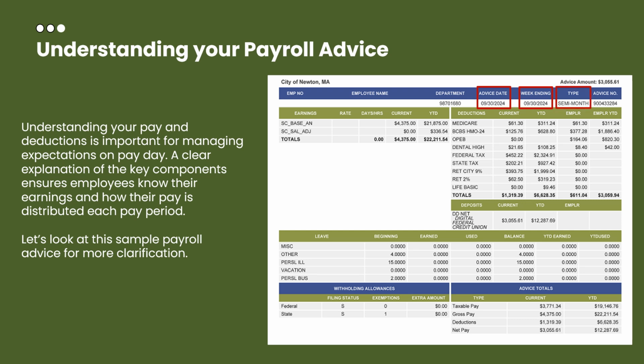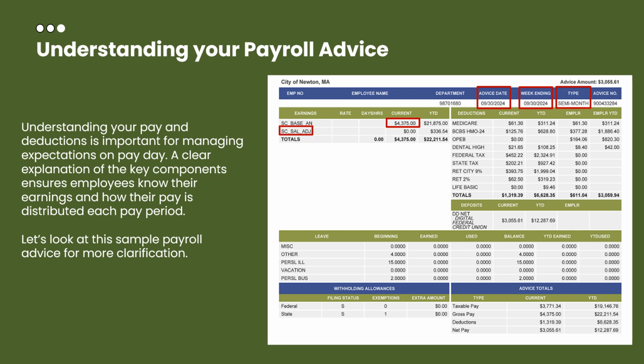The type will either say semi-monthly or weekly, depending on how you are paid. For example, custodial staff will always see weekly in this field as they are paid 52 times annually. Your current period pay amount appears here. As previously discussed, this is a calculation of either 20 or 24 equal pays for semi-monthly employees.